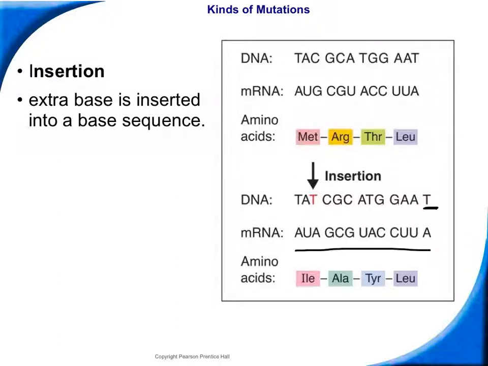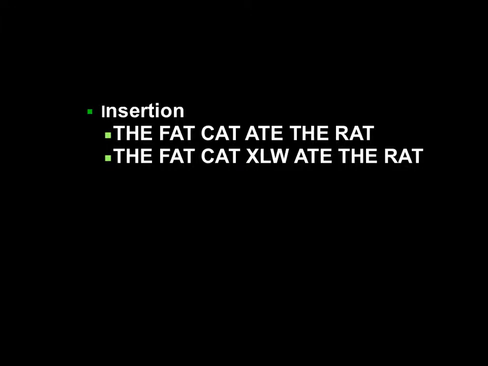number 1, we don't have a start codon, so we probably wouldn't even make this protein. And you can see that the next 2 amino acids are completely different. So using our same sentence, the fat cat ate the rat, with insertion, the fat cat ate the something, the fat cat confusion ate the rat, so we really don't know what that means. That sentence makes no sense.